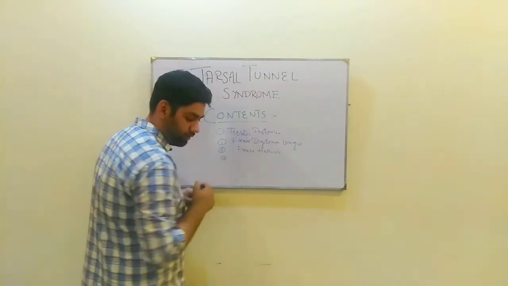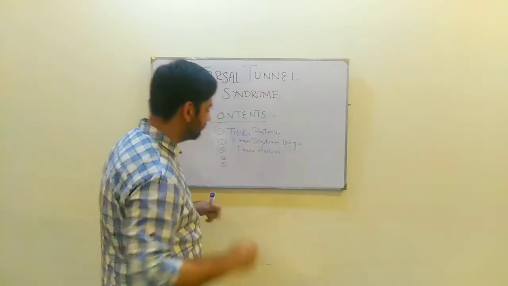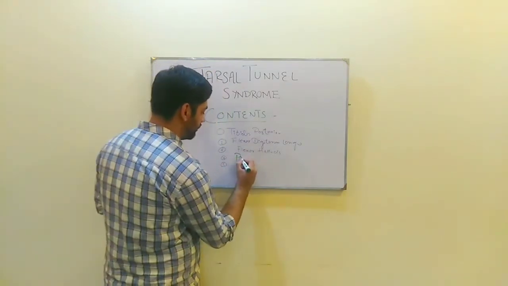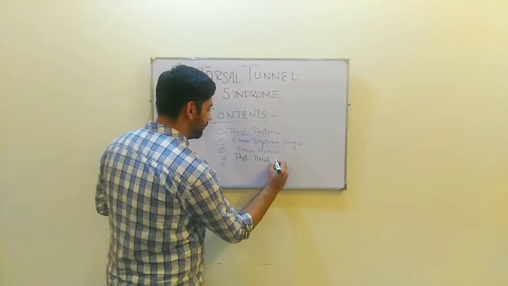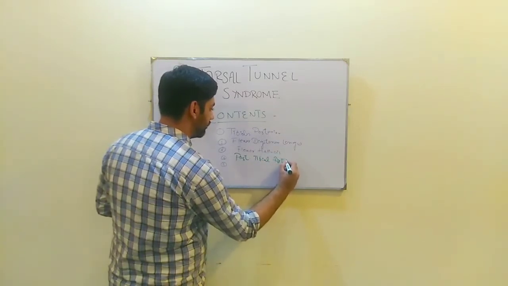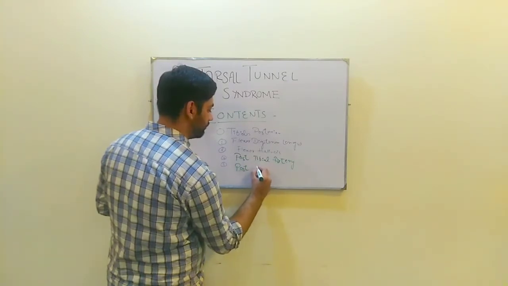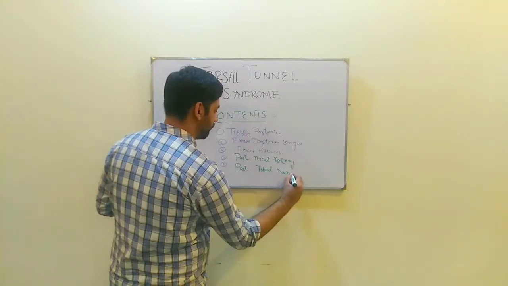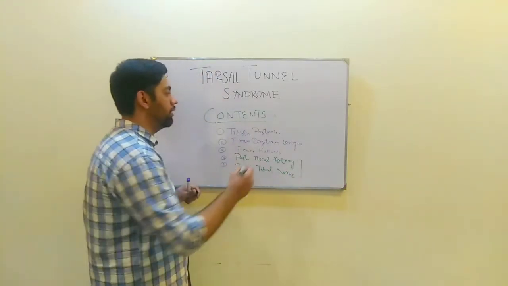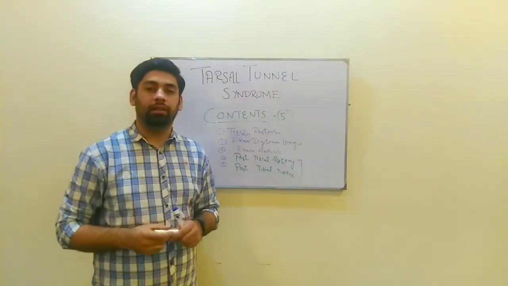The fourth one and the fifth one are slightly different. They are the posterior tibial artery and the posterior tibial nerve. Okay, so in total, the number of contents passing through the tarsal tunnel are 5.